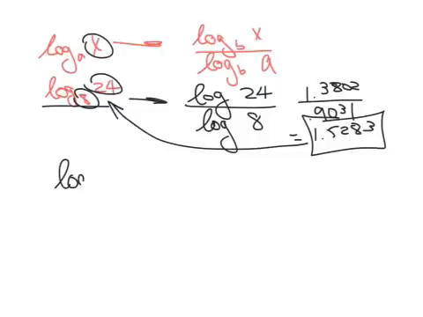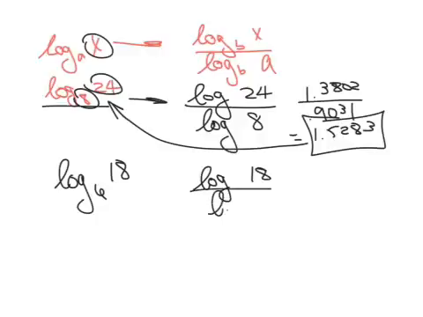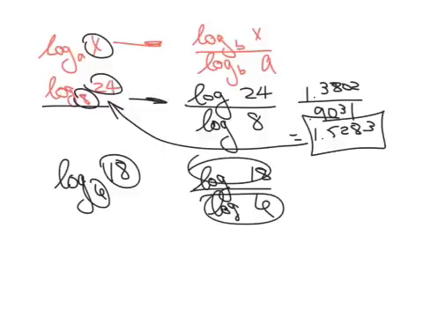Let's try another one. Log base 6 of 18. We're going to take the log of 18 over the log of 6. Put it in your calculator, take the log of that, log of that, and divide it out, and you get the answer. Now I could go through the proof on why that works, but I think you're more interested in just being able to do it.